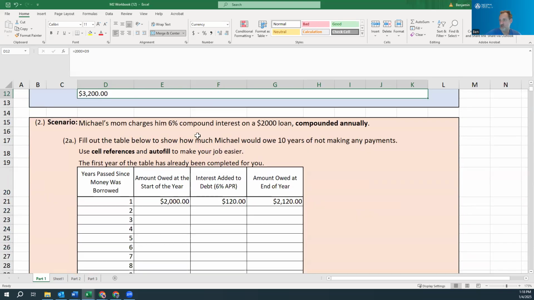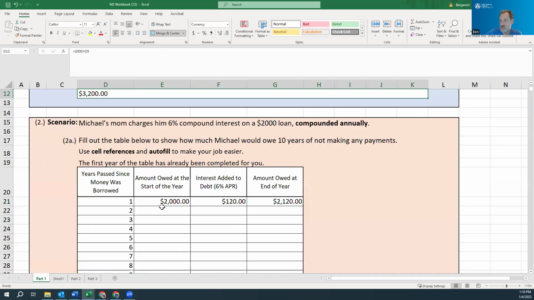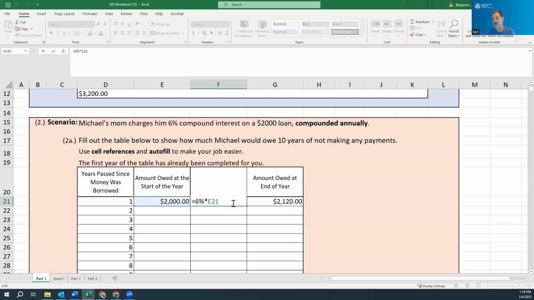All right, let's take a look at this next situation. So 6% compound interest, $2,000 loan, compounded annually. And we looked at the definition of compound interest where the interest actually gets together with the principal. So you can see in the first row, he started with $2,000. 1 year went by. So we can think of this as this 120 here. And he actually has set this up 6% times E21. I could have times 1 because I did it for a year. It doesn't make any difference because times 1 leaves me the same value. And then here I'm adding the 2,000, which is my principal, and the interest together. That's where I get the 2,120.